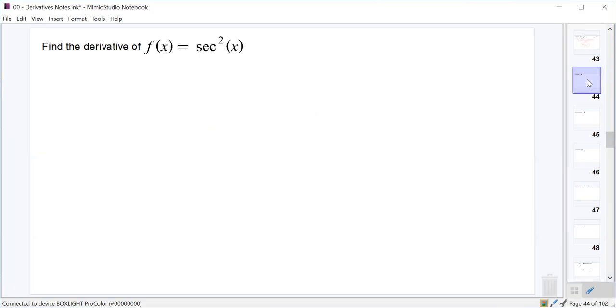We want to find the derivative of secant squared x. This isn't currently set up for one of the rules that we would normally use, the product rule or the quotient rule. But we should know that secant squared x is the same as secant x times secant x. And we can now use the product rule.